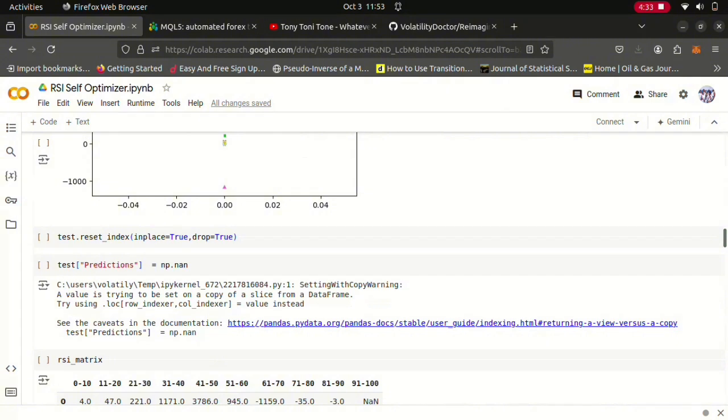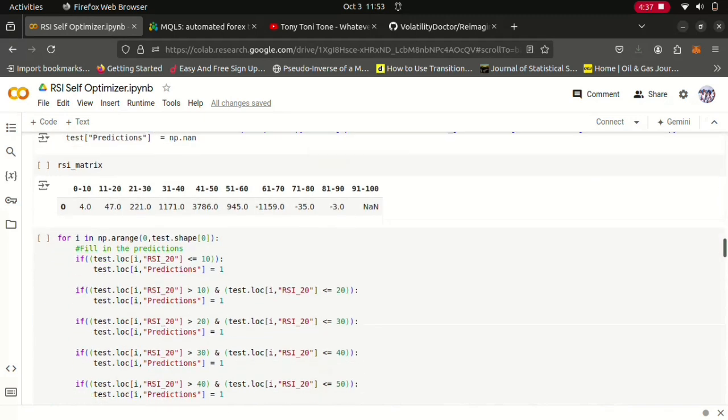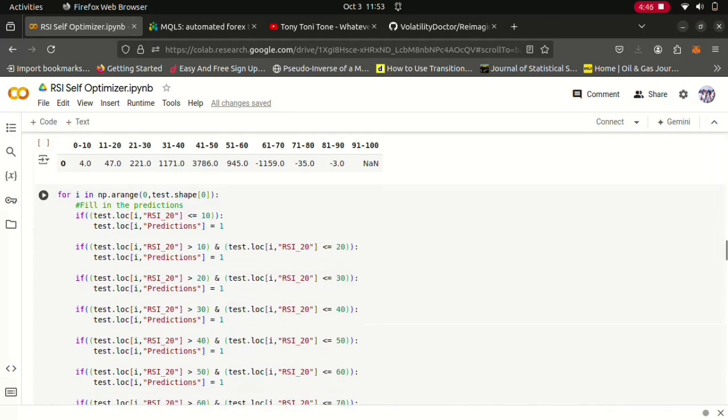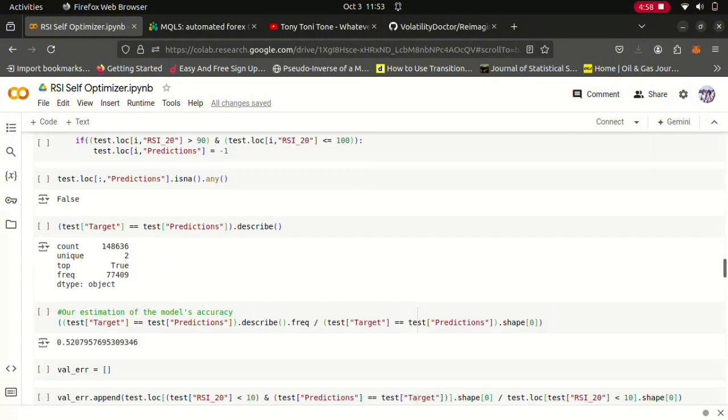So from there, we prepared our test set. We reset it, and then we created a column for predictions. We're going to make predictions on the test set using the Markov model that we learned from the training set. As you can see here, we're simply going through the test set, and whenever we find values less than 10, we predict price will increase. We make predictions using this vector that we calculated from our training set.